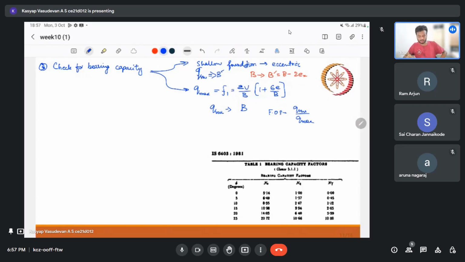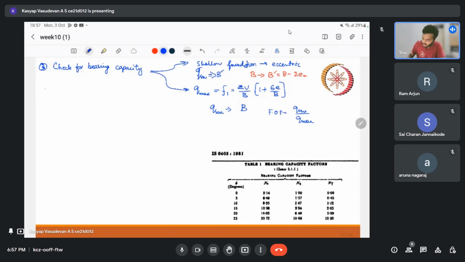Here my factor of safety will be whatever load I find, the total load, divided by the safe load. So let us check. Here I'll do only one method, the upper one, the shallow foundation one. I'll imagine it as a shallow foundation.